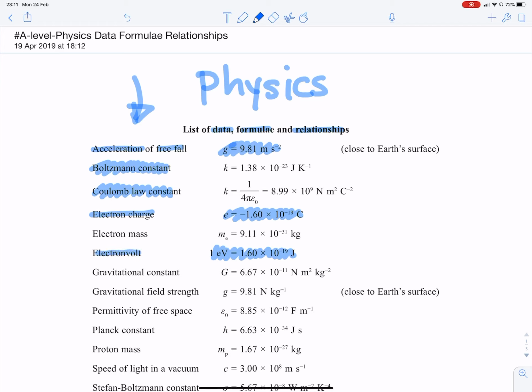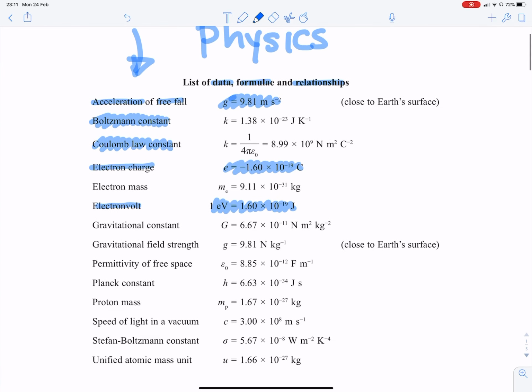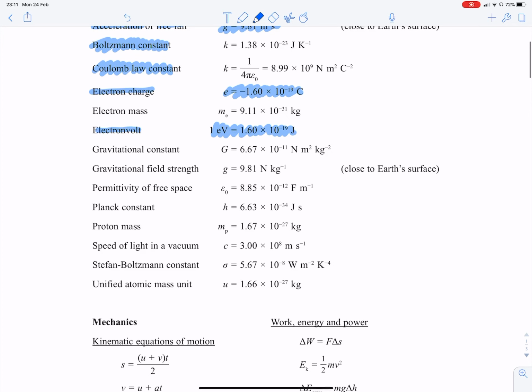And the electron mass is 9.11 times 10 to the power minus 31 kilograms. Gravitational constant G equals 6.67 times 10 to the power minus 11 newton square meters per kilogram squared.